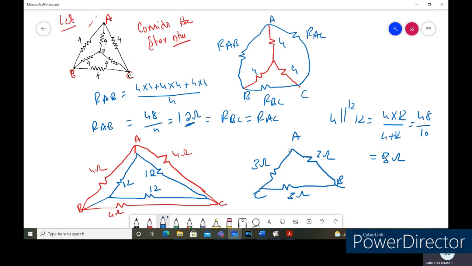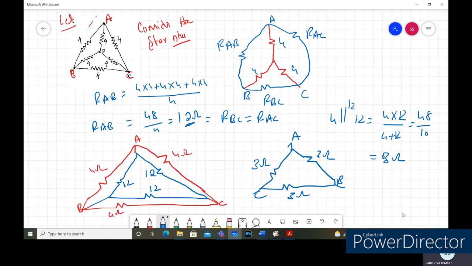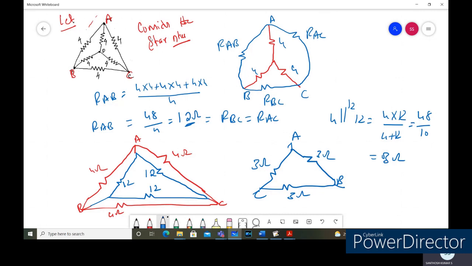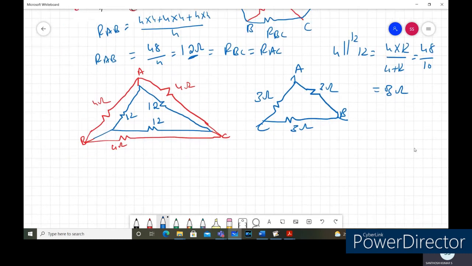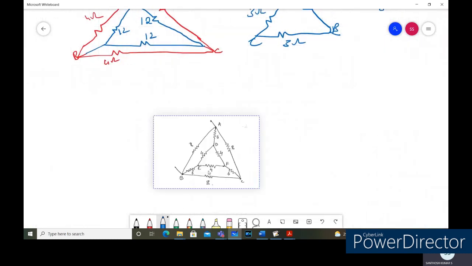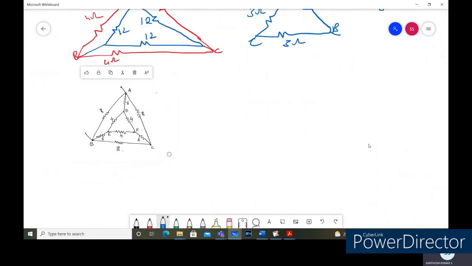So this is the equivalent network between the terminals A, B, and C in terms of the star-delta conversion. Like this, any part of the network we can simplify by applying the concept of the star-delta transformation.